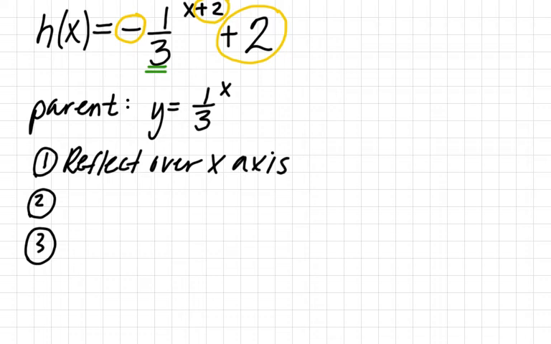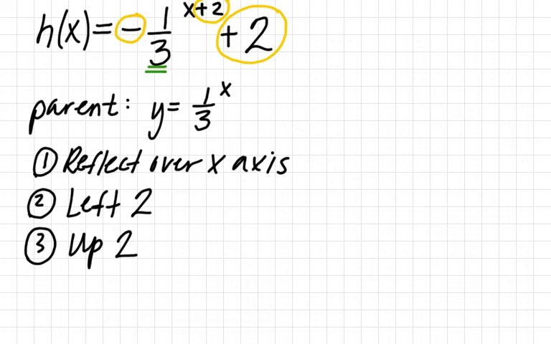Next we have to deal with the x plus 2 that we have in the exponent. Because that 2 is up with the x, that's going to be a horizontal movement. In this case, that's going to be a horizontal shift to the left 2. Again, these functions shift exactly like all of our other toolbox functions that we graphed earlier in this semester. And then the plus 2 added on to the function is going to move us up 2. So we have 3 transformations total.